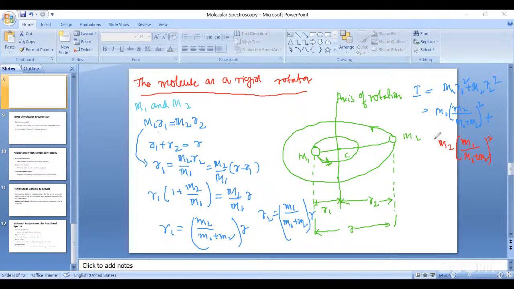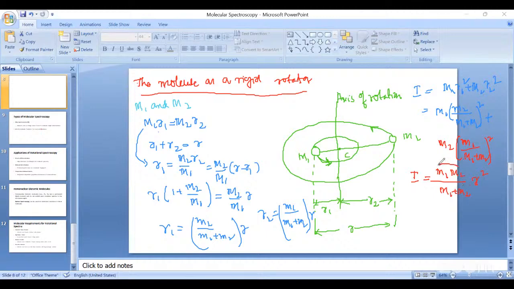Okay. So I is equal to M1 R1 square. In place of R1 we have substituted M2 by M1 plus M2 whole square, plus in place of M2 R2 square we have substituted M1 by M1 plus M2 whole square. So by combining these two, if we solve this equation, the moment of inertia of the molecule I is equal to M1 M2 by M1 plus M2 into R square.